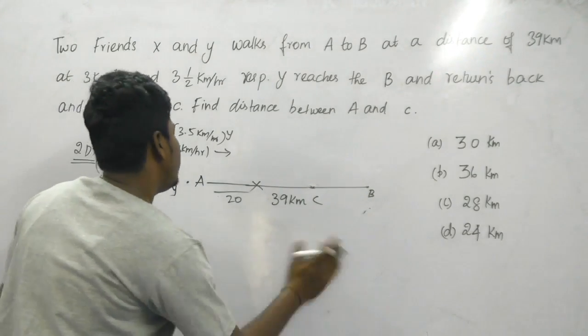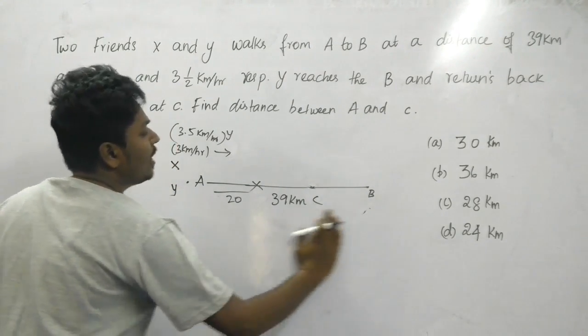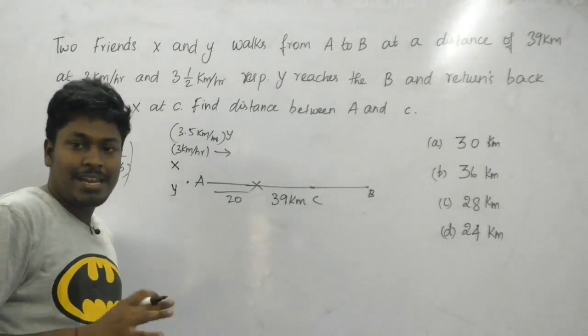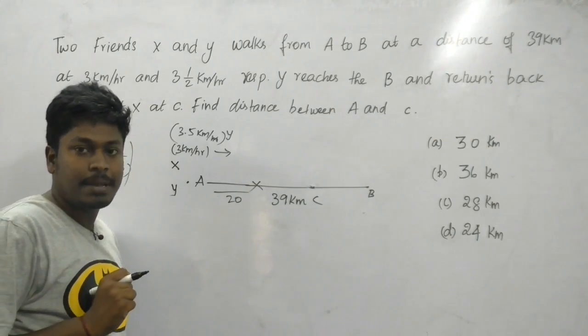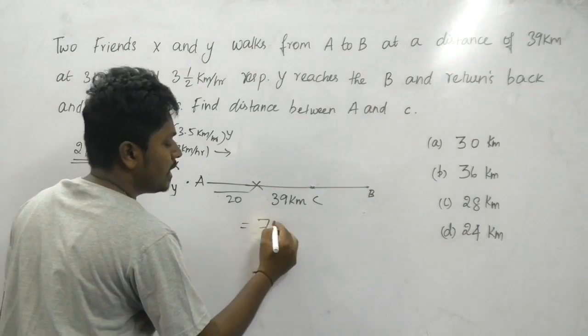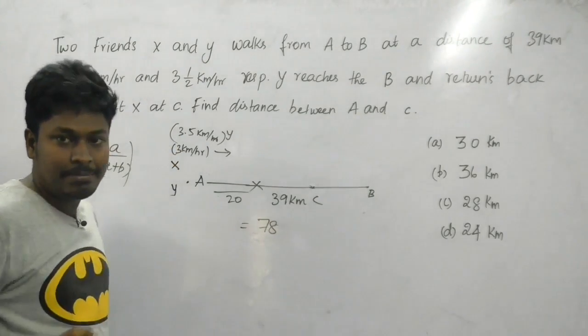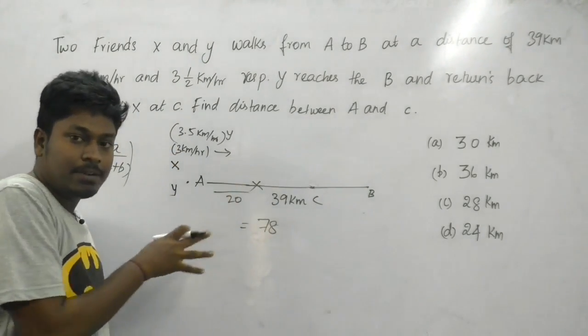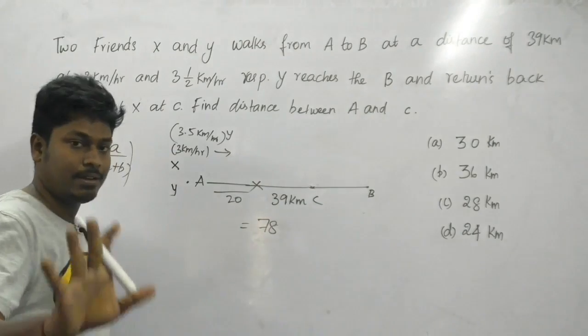So many people say that they don't go for any formulas, they use only the concept in time and distance. For those people, I am just going to solve. The overall distance is 78 kilometers, right? That means the overall kilometers covered by both x and y will be 78.